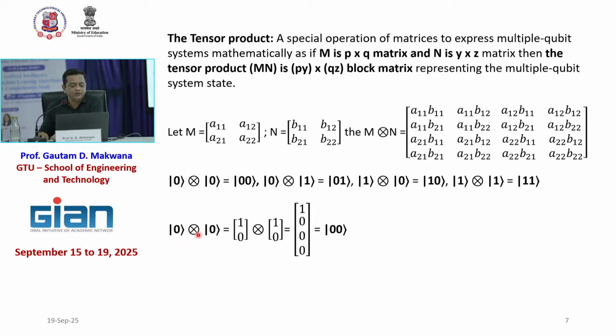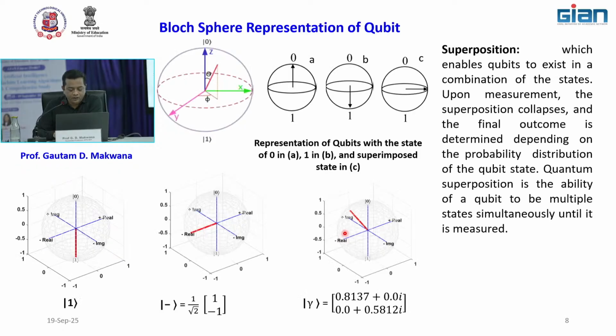Ket 0 tensor product ket 0: it is 1 0, then the tensor notation, and 1 0. It gives this 4 cross 1 column vector, which is represented by ket 00. Now, this is another concept which is not in the case of classical computing. So this is the Bloch sphere representation of the qubit.